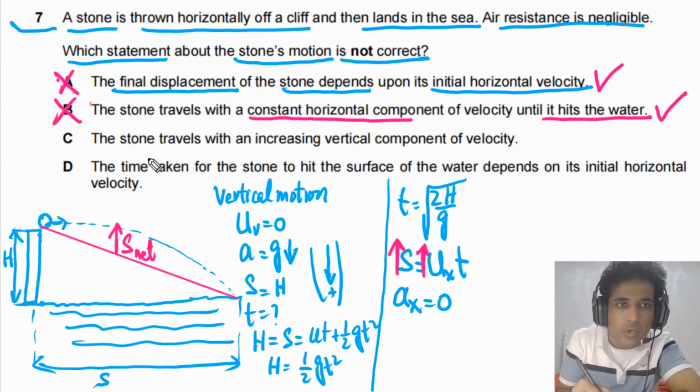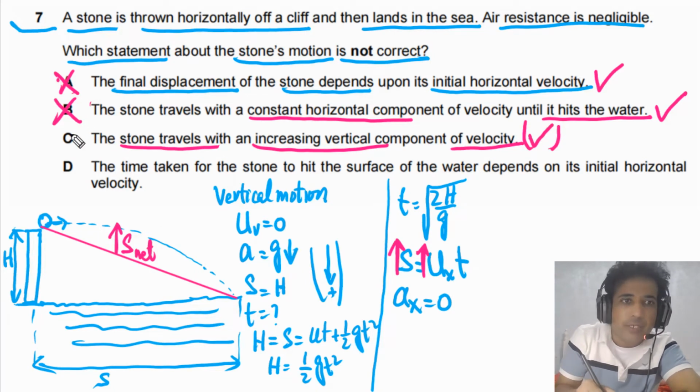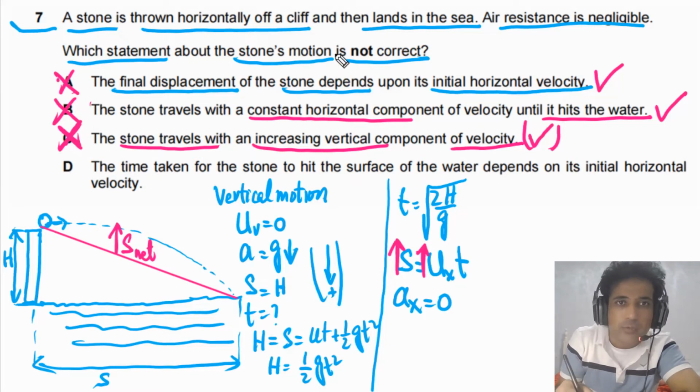Now if you go to option C, the stone travels with an increasing vertical component of velocity. This is also true because when the stone is falling down, gravity is acting on the stone. So the velocity of the stone is increasing along vertical. So the vertical component of velocity is increasing due to the force of gravity. So this is not our answer because this is not incorrect. This statement is correct. We are looking for the incorrect one.